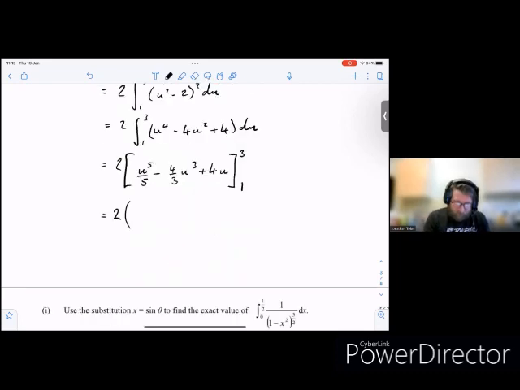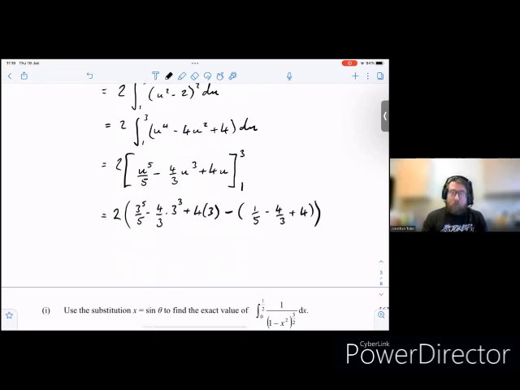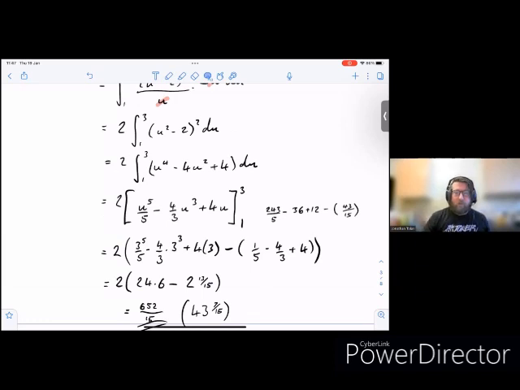Which equals 2 times, so we sub the 3 in, we get 3 to the 5 over 5 minus 4/3 times 3 cubed plus 4 times 3. And we're going to take away from that 1/5 minus 4/3 plus 4, because when we sub in 1, the u's just all become 1. Okay, and I'm going to just use a calculator. Okay. You should end up with 652 over 15.